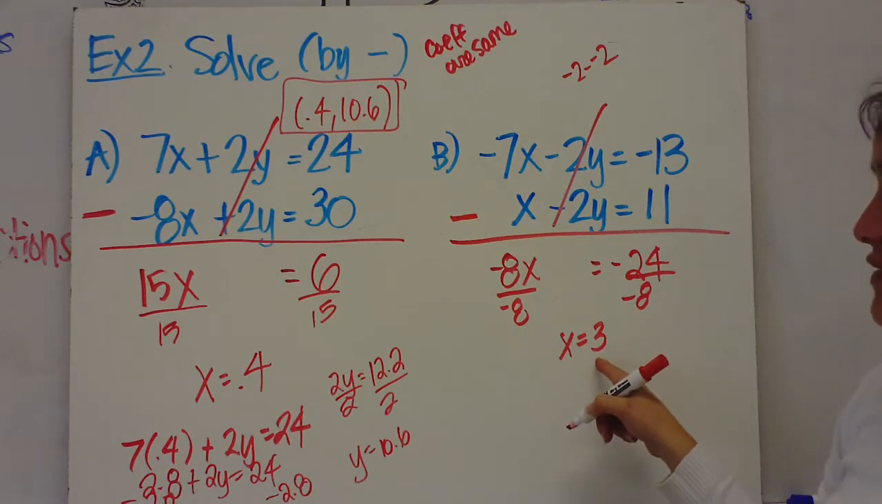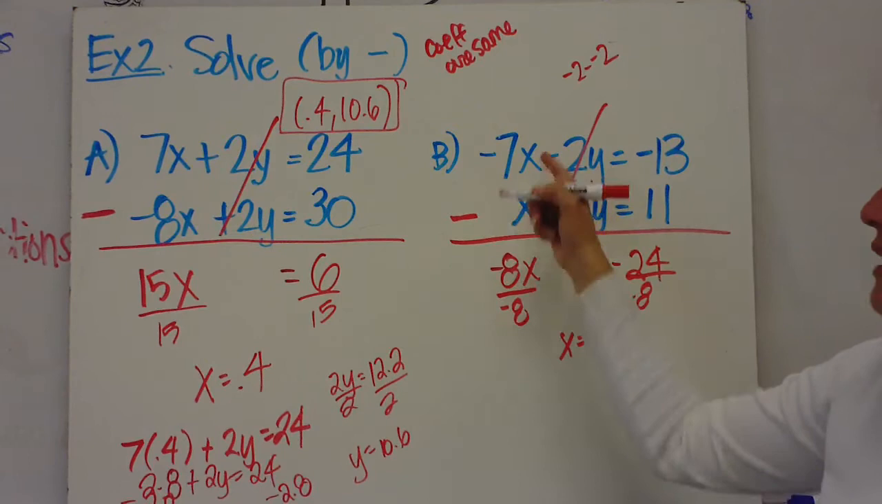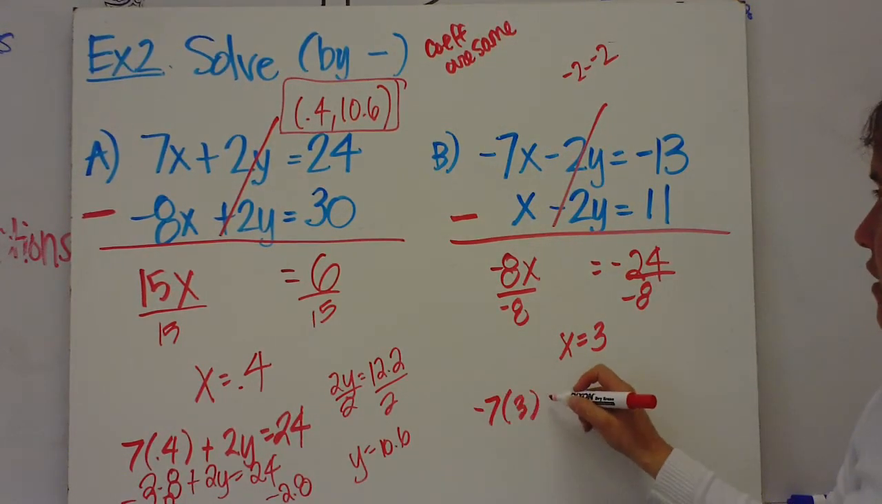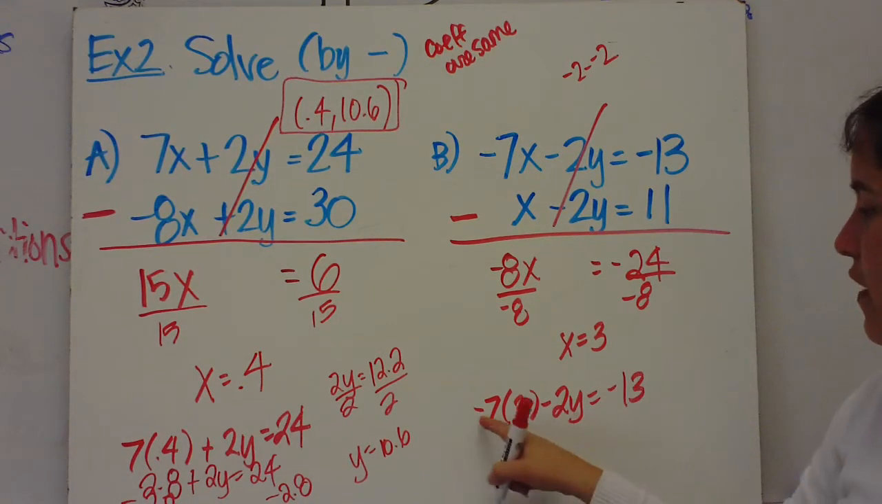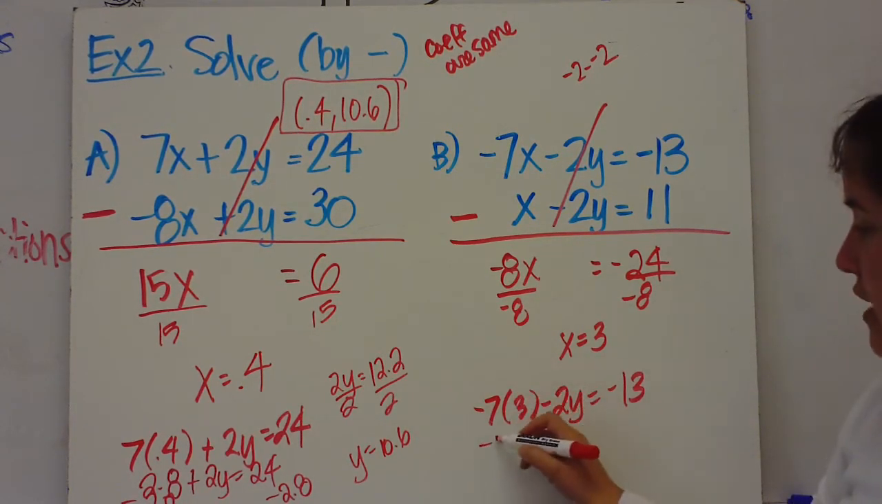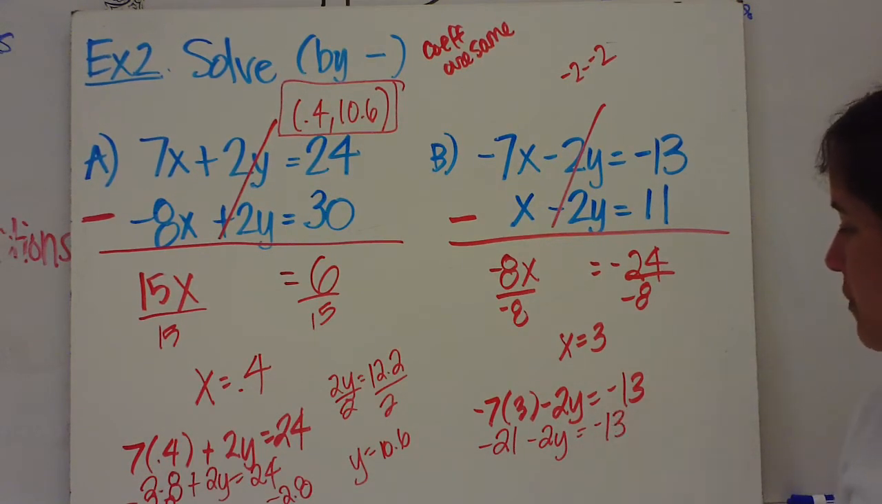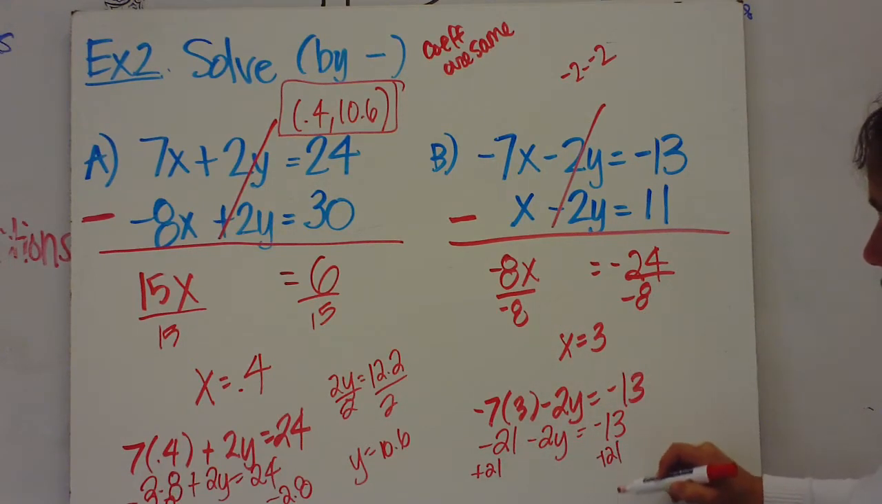So I have found my x value. Once you find your x value, you plug it back in, and I'm going to use the top equation. Negative 7 times 3 minus 2y equals negative 13. Negative 7 times 3 is negative 21, minus 2y equals negative 13. We're going to add 21 to both sides.